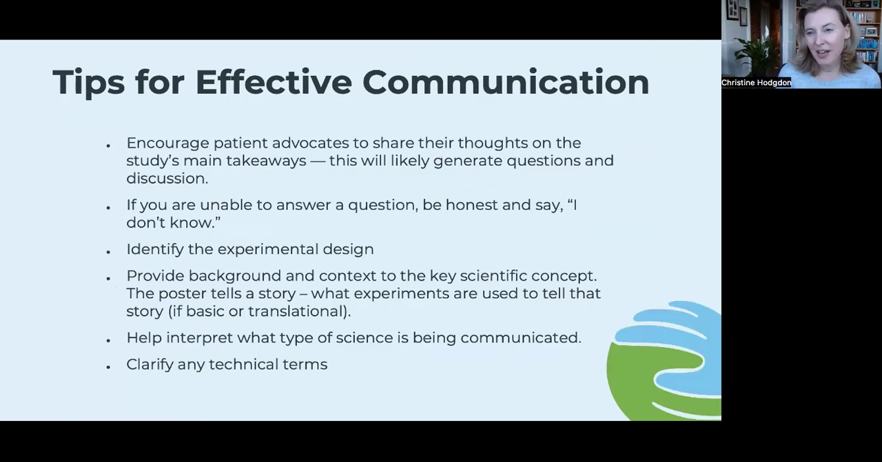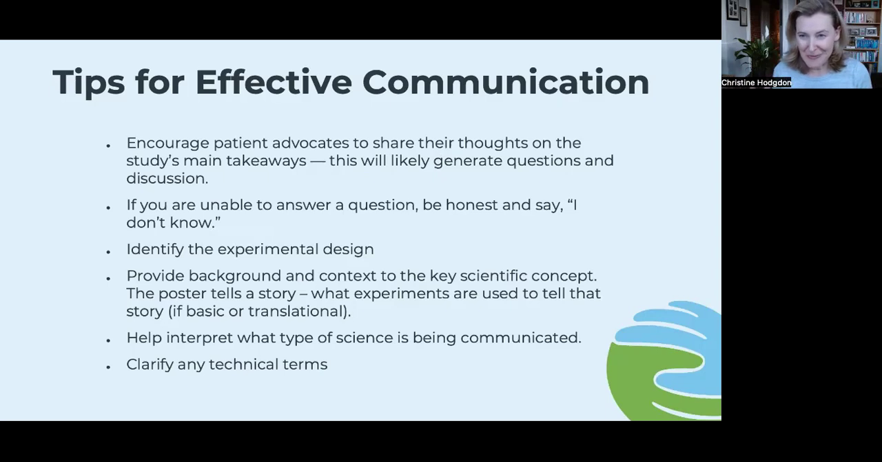Some tips for effective communication with the advocates in your group. I think it's important to encourage the patient advocates to share their thoughts on the study's main takeaways. This will likely generate a lot of questions and discussion. Definitely leave room and space for the advocates to talk.